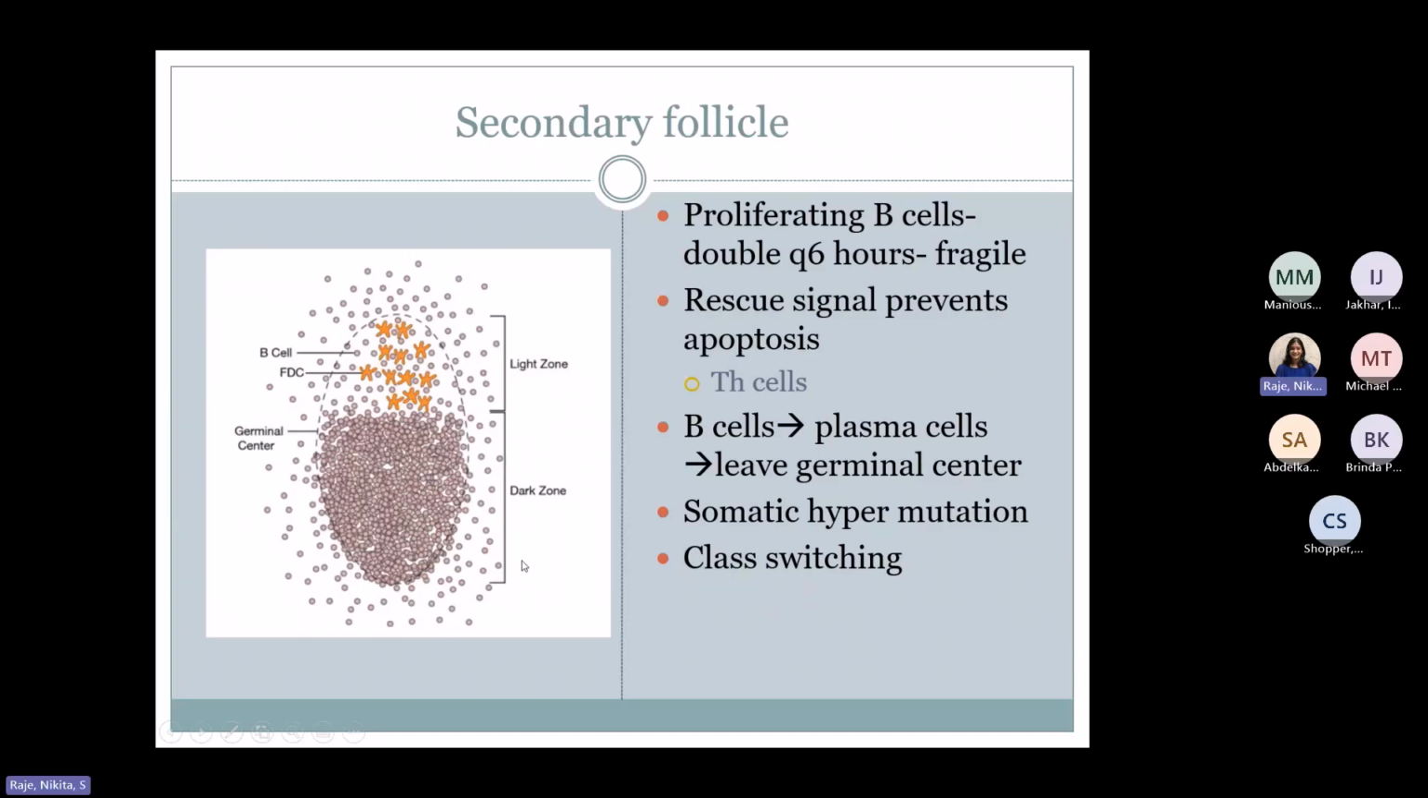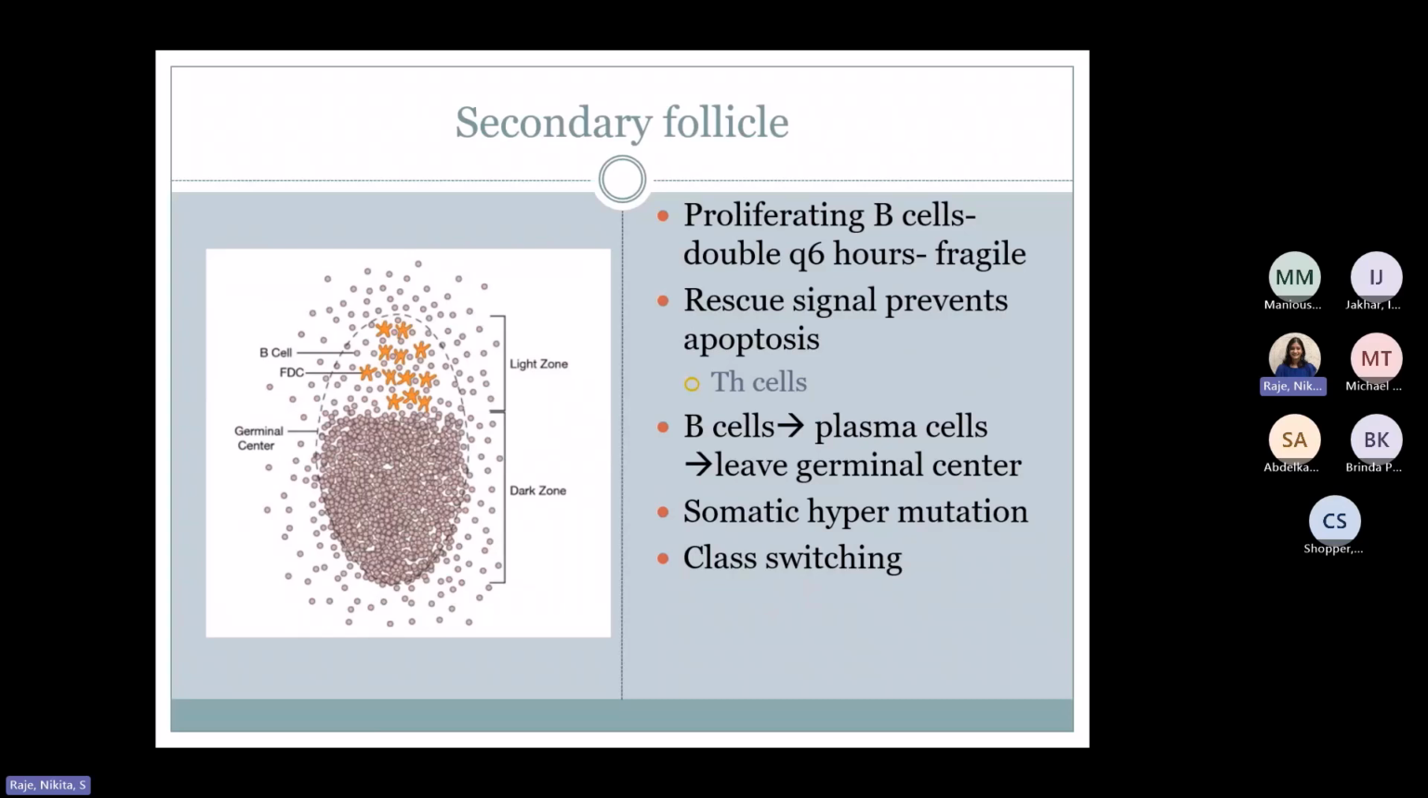Because these are proliferating B cells that have been activated by the antigen, they get rescued from apoptosis because they get help from T helper cells. When they get help from T helper cells, these B cells are going to be activated for a longer time. They are going to start to make plasma cells that leave the germinal center and produce antibodies.